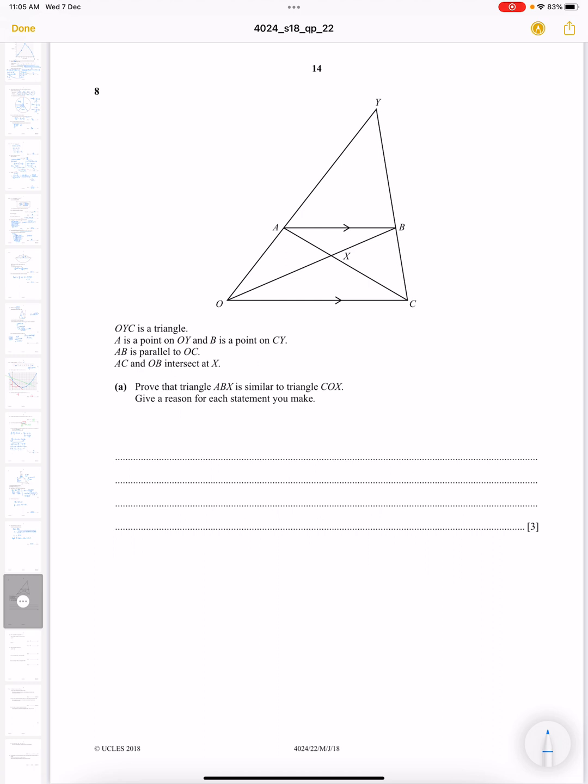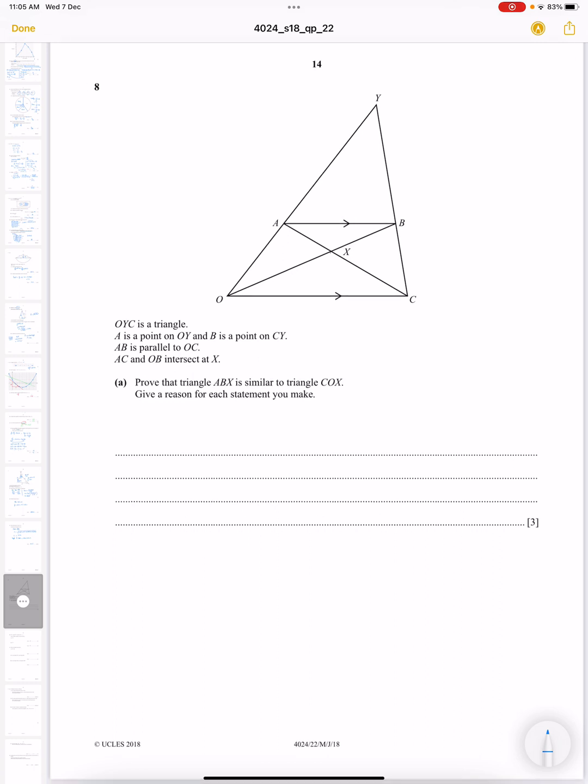OYC is a triangle. A is a point on OY, and B is a point on CY. AB is parallel to OC. AC and OB intersect at X. Prove triangle ABX is similar to triangle COX. ABX, this one, and COX, this one. We have to prove them similar.